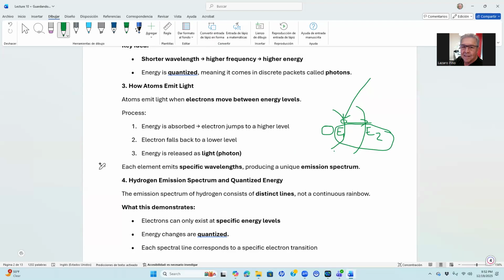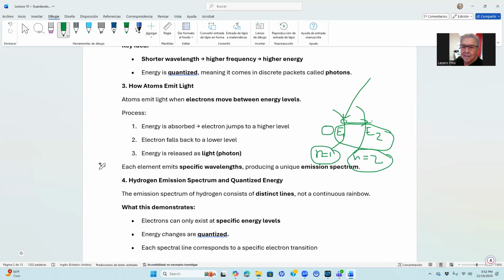But remember that the energy is quantized. Here, the energy has one value and here it has another value. You don't have in-between values. No, the energy goes from here to this level of energy.